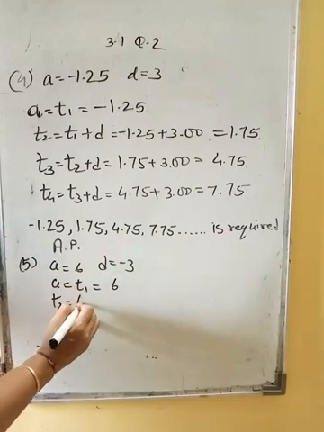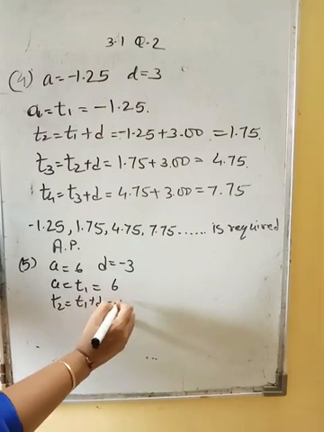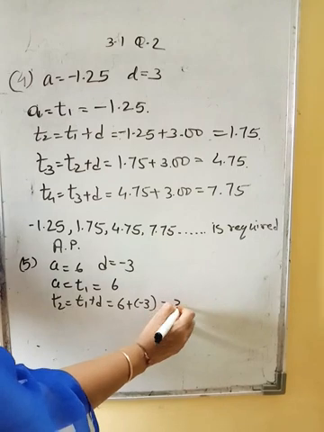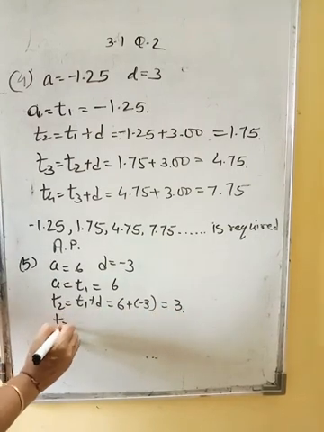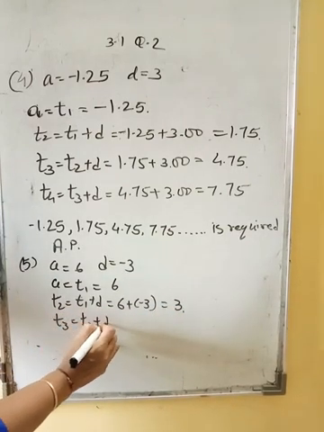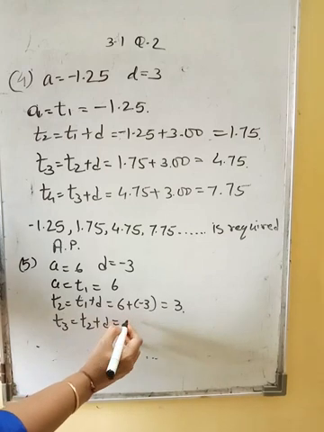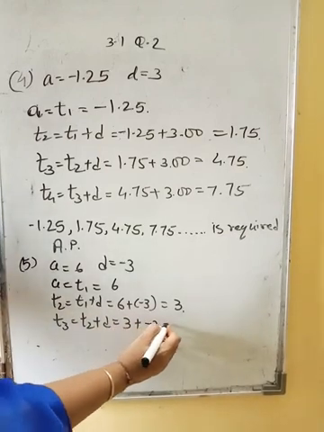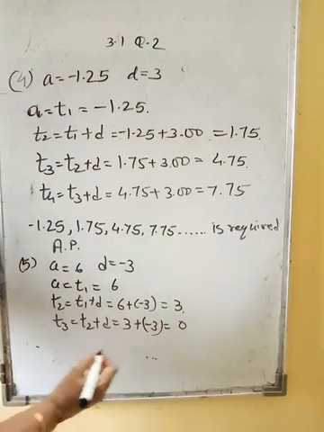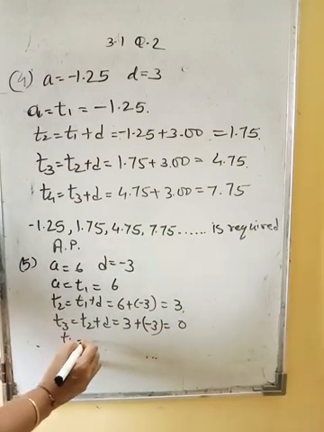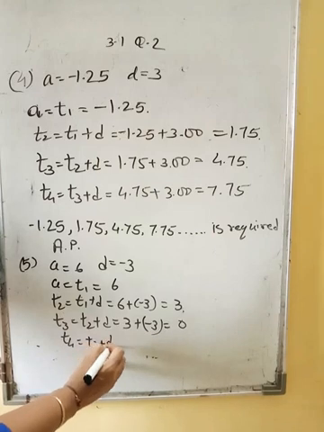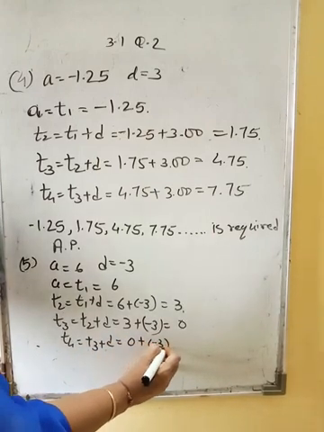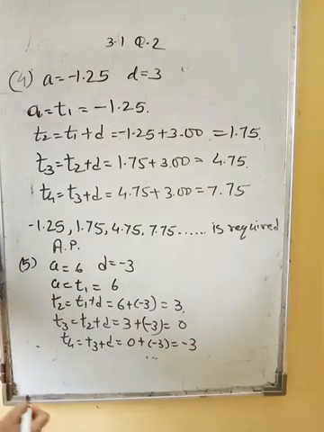Now T2 is T1 plus D. So that is 6 plus minus 3. Now 6 plus minus 3 is nothing but 3. And T3 will be T2 plus D. So that is 3 plus minus 3. So this comes out to be 0. And T4 is equal to T3 plus D. So that is 0 plus minus 3, which comes out to be minus 3.